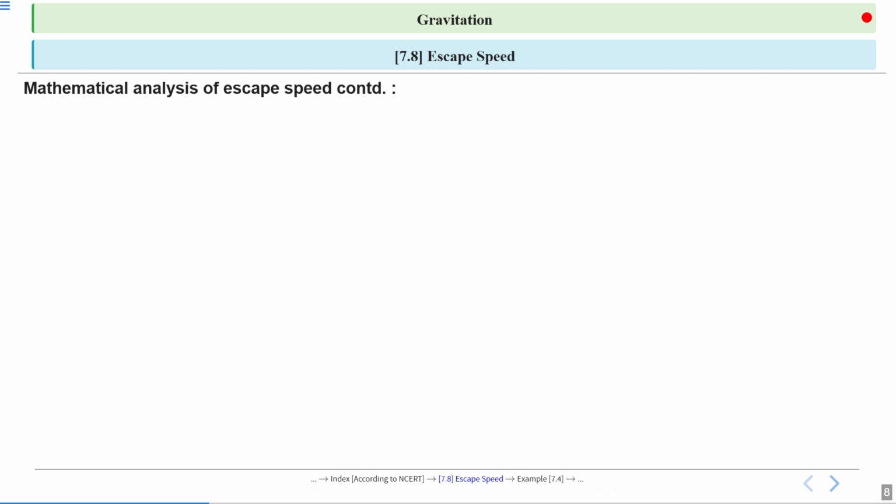Let's continue with the mathematical analysis of escape speed. So, escape speed from Earth's surface, where the height h is 0. The formula for escape speed is V escape is equal to square root of 2 G Me divided by Re. Here G is the gravitational constant, Me is the mass of the Earth, and Re is the radius of Earth. This equation is important for understanding how much energy is needed to leave Earth's gravitational influence.